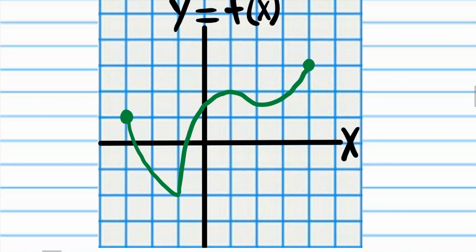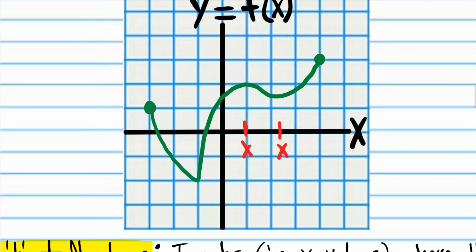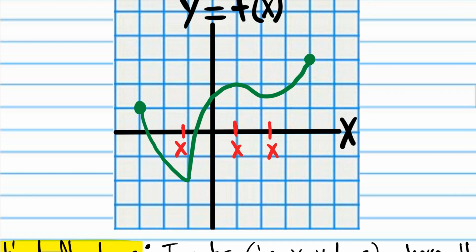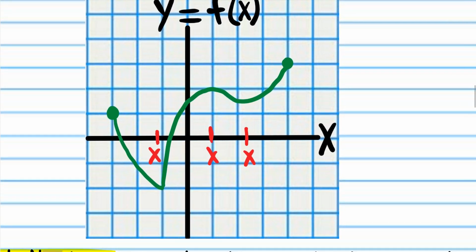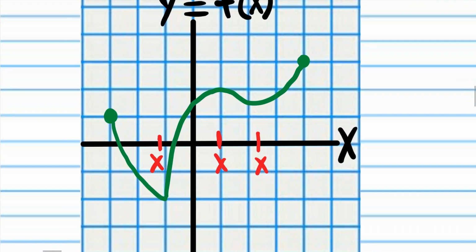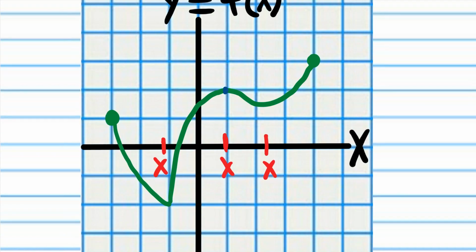So let's say that we find our critical numbers, the numbers that make the derivative 0. That would be at the bottom of the valley, at the top of the hill, and where we have a kink in the graph, or a sharp turn.